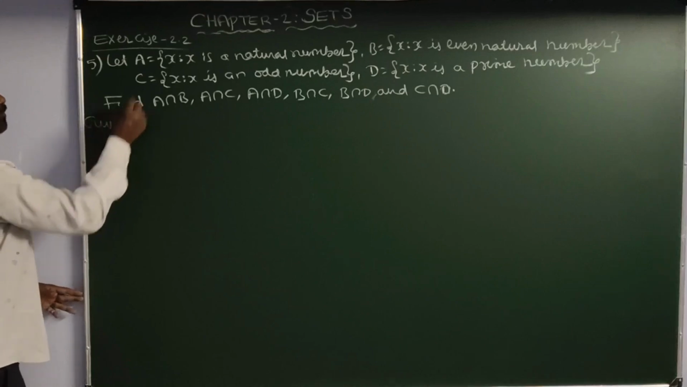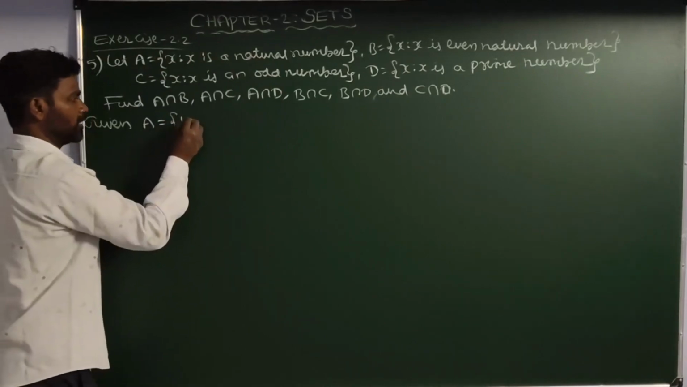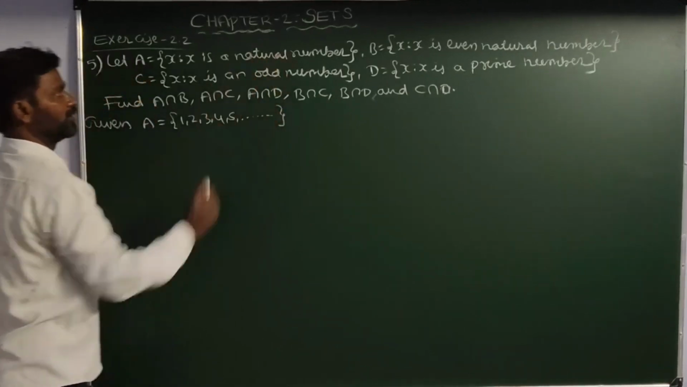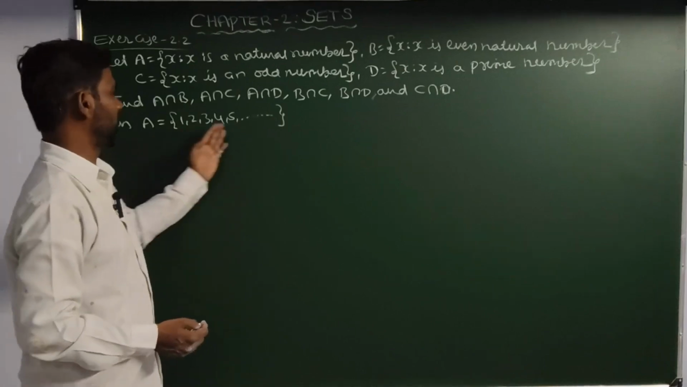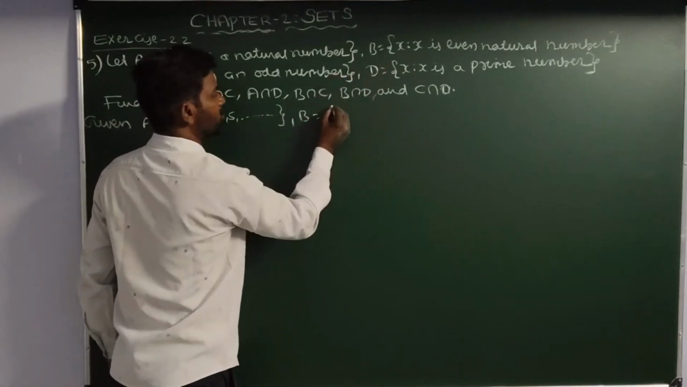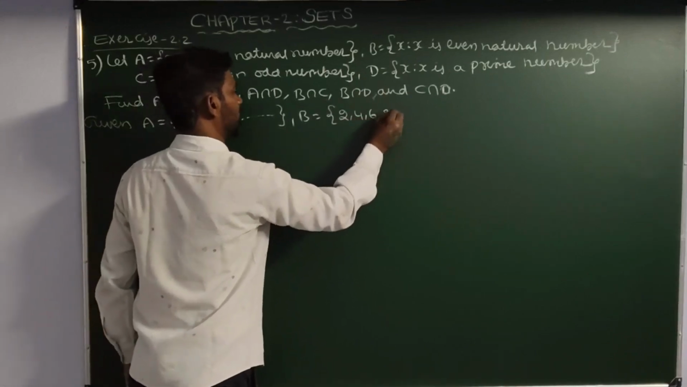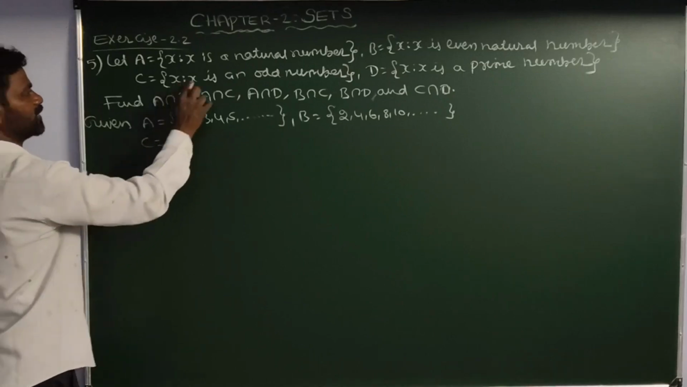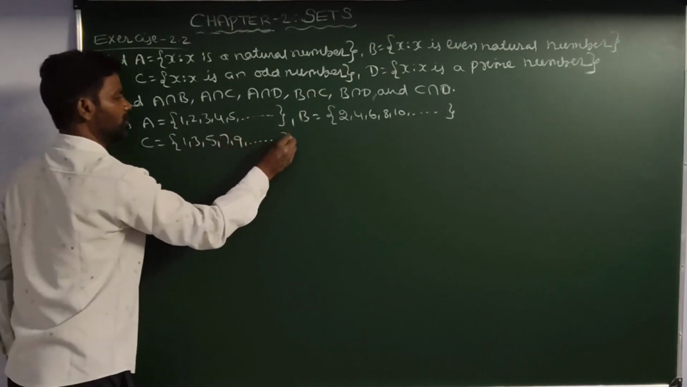So according to that condition, what is A? x such that x is a natural number. So what are the natural numbers? 1, 2, 3, 4, 5. Here the terminating natural number is not given, so we have to write infinitely many natural numbers. Next, B. What is B? It is the even natural numbers. So even numbers are 2, 4, 6, 8, 10, and so on. Next, C. Set C is equal to {x such that x is an odd number}. So odd numbers are 1, 3, 5, 7, 9, and so on.